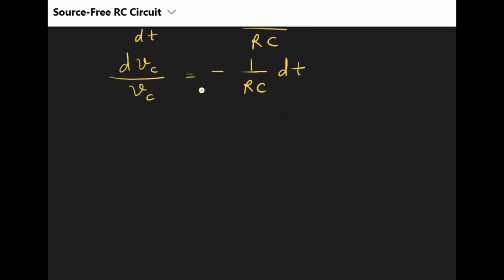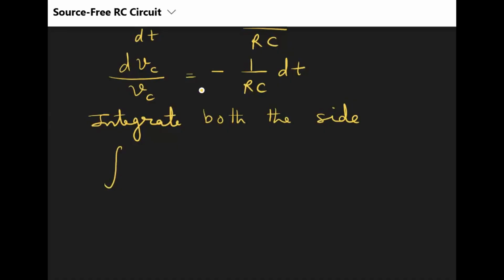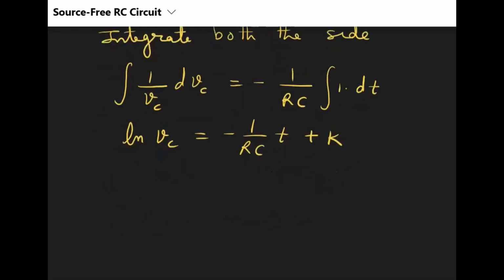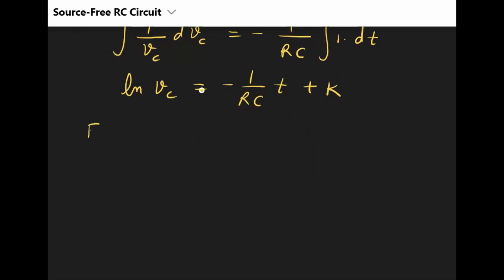Let us integrate both the sides. Integrate both the sides, but left hand side we have to integrate with respect to Vc, and on the right hand side we will integrate with respect to t. So it will be log of Vc equals to minus 1 upon RC, which is the constant, t plus K. K is the constant of integration. So let us first find the value of K.